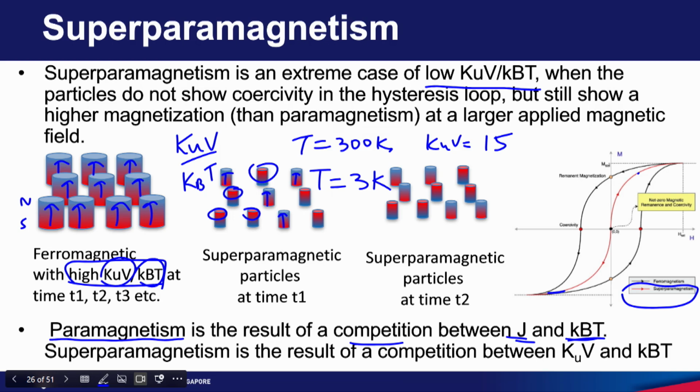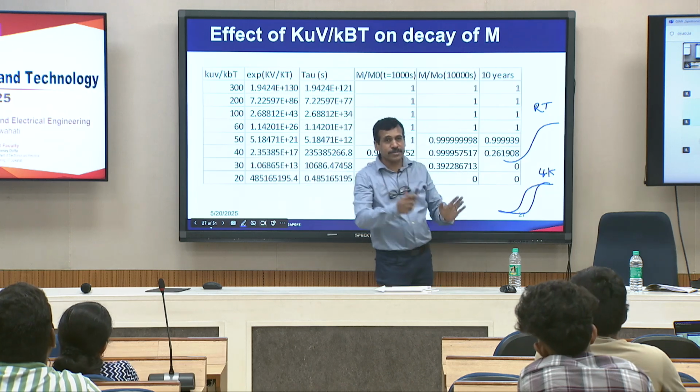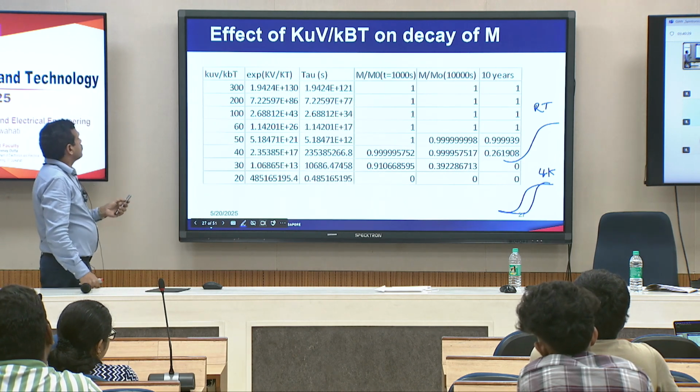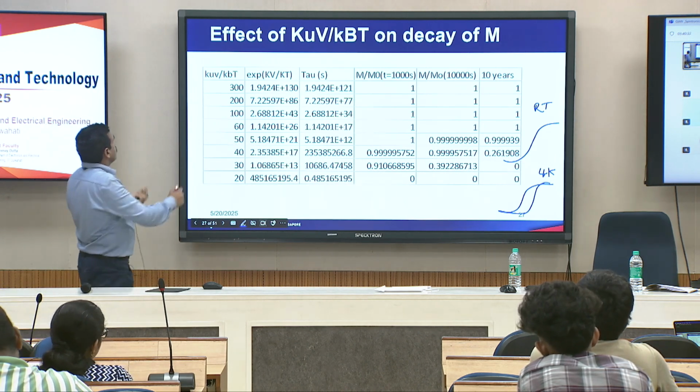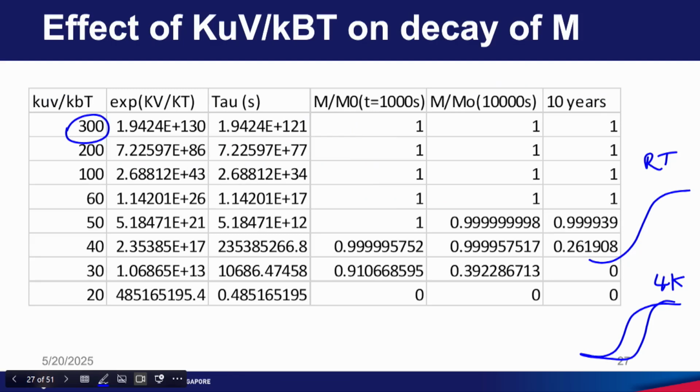So, at a very low temperature, the superparamagnetic particles will open up, the hysteresis loop will be there. So, at room temperature no hysteresis loop, but at low temperature you will see some hysteresis loop. Okay, so here I roughly calculated, for different KUV by KBT, how much of the magnetization will flip.